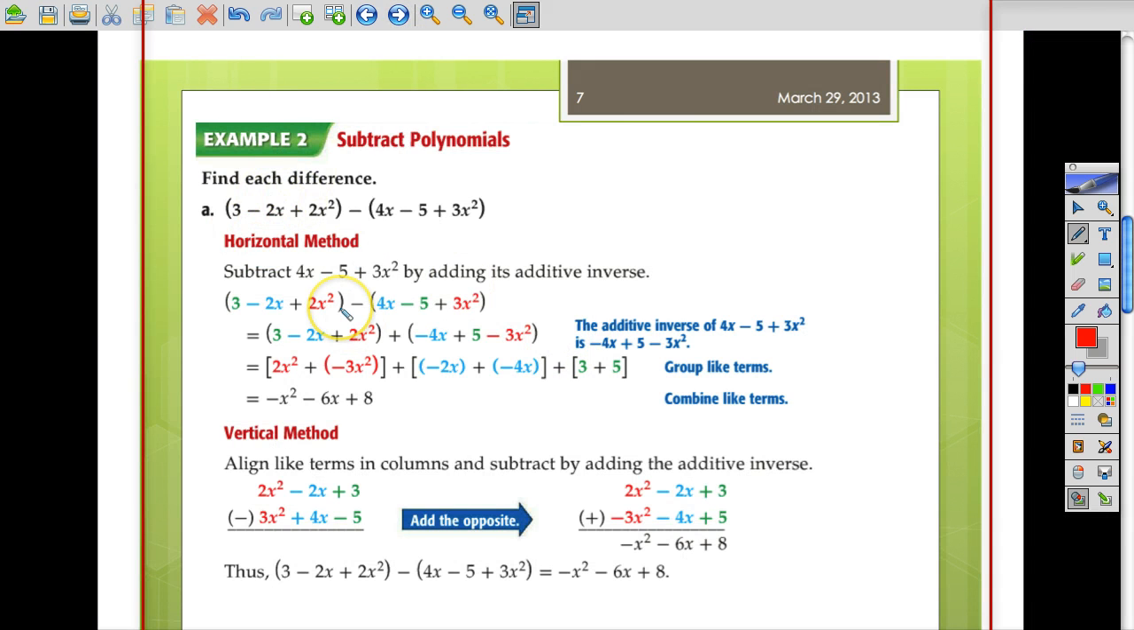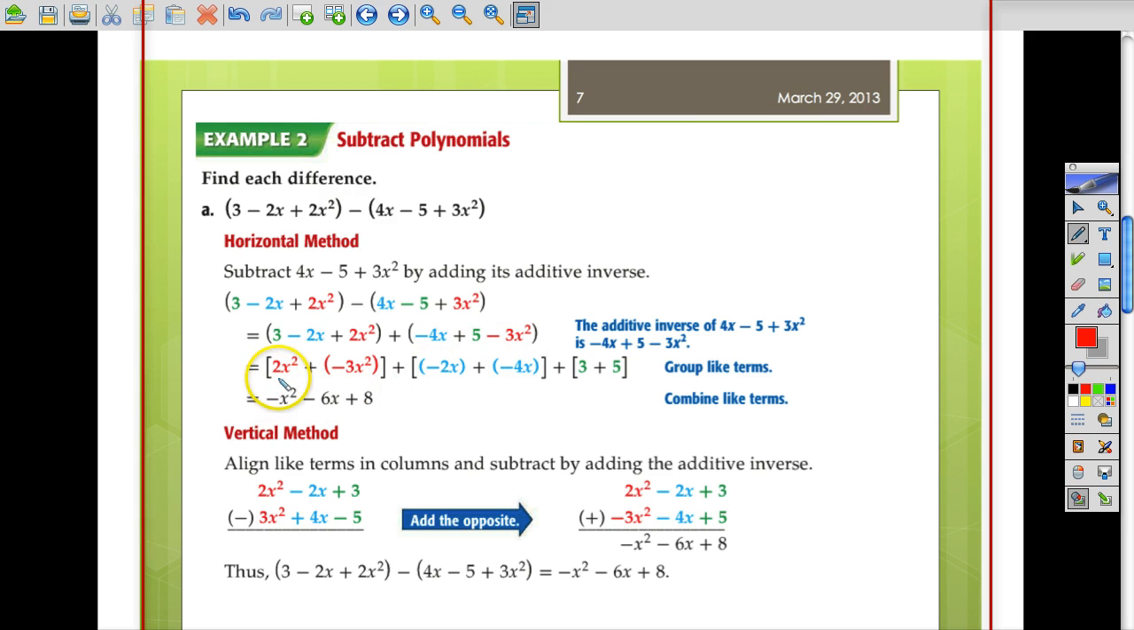All right, so when you're subtracting, again, the subtraction means you're going to add all the opposites, the additive inverse. So you have everything stay the same. You're going to turn that to a positive. You're going to add. Now you're going to change all the signs. It's -4x plus 5 and -3x squared.